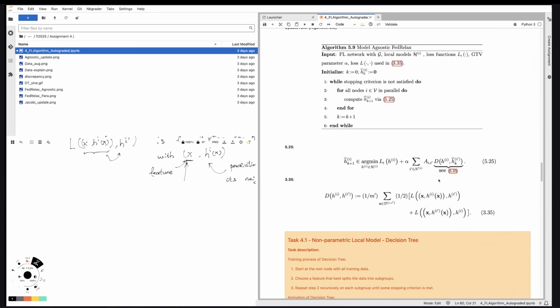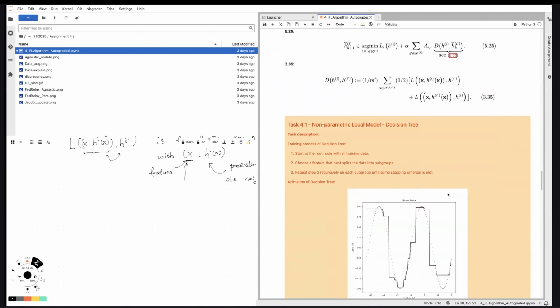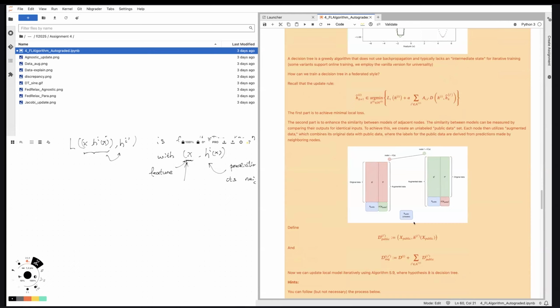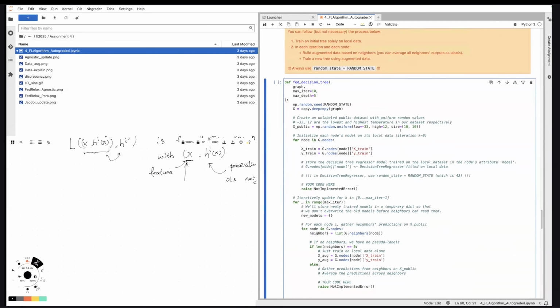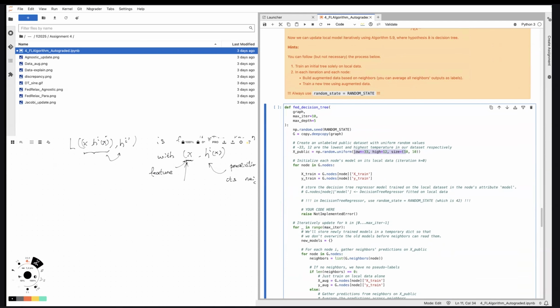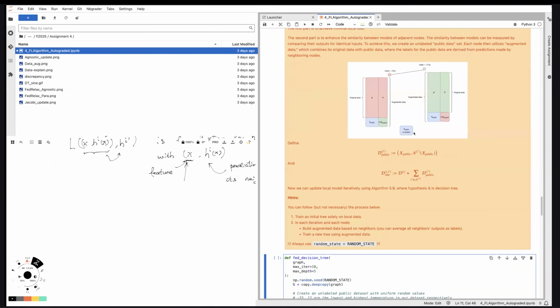Because this is federated learning, we need to care about privacy, so we cannot share our data directly. So we build some public data. In this code, we build the public data according to the highest temperature and the lowest temperature from our whole data set. We only use the highest and the lowest temperature. So this data set will not leak privacy for each node, right? So this public data is safe for each node.